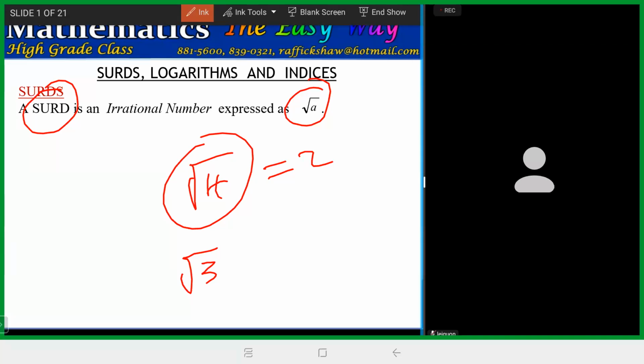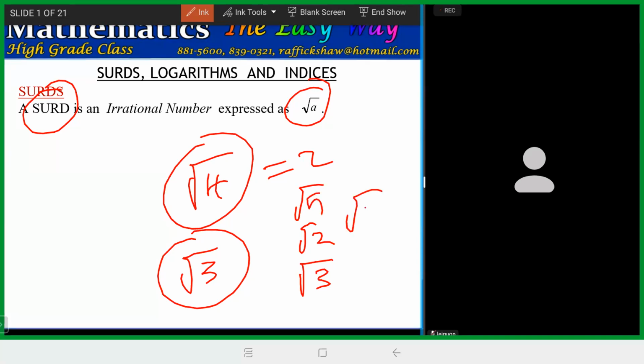The square root of 3 cannot be expressed as a fraction having a whole number numerator and denominator. And therefore, most times, these surds are left as they are. So instead of trying to write it as a decimal, it is more accurate to just leave it as the square root of 3, the square root of 2, the square root of 5, and the square root of 7. It's just better to leave them in surd form.